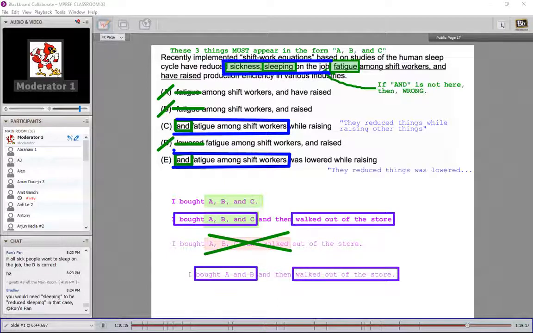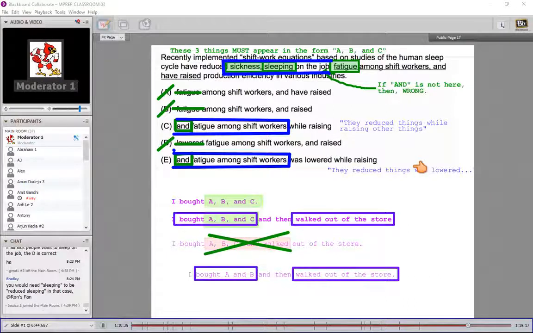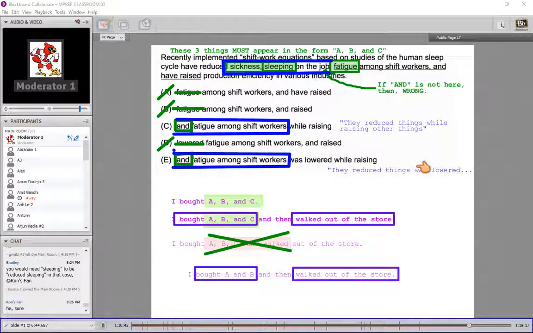Two big problems there. The first thing is, they reduced things would be a sentence, and things were lowered would be a sentence, but you can't stick those to each other. Make sure that you guys are not editing the answer choices. Don't do it. Do not ever do that. Do not try to make your own changes to the answer choices. Don't do it. Okay. So E is not a thing. That leaves us with C.